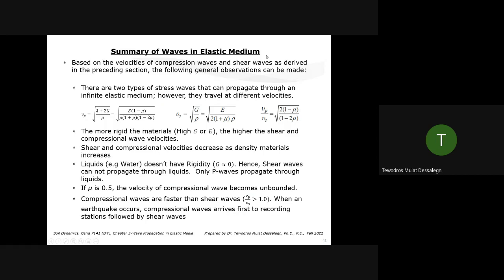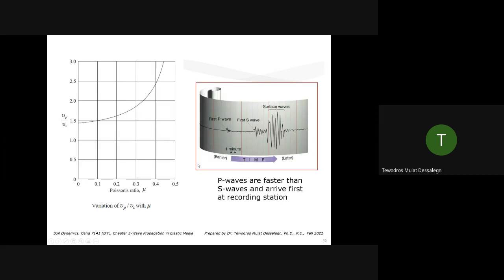So, summary of waves in elastic medium. These are the big takeaways. Wave velocity for VP and VS, and especially the ratio of VP and VS, tells us VP is faster than VS. And the more rigid the material is, the higher the shear and compressional wave velocity. And shear and compressional velocity decrease as the density of the material increases. And liquids don't have shear stiffness or shear rigidity or shear modulus, so we don't have shear wave velocity in liquids. So you can go through the summary.